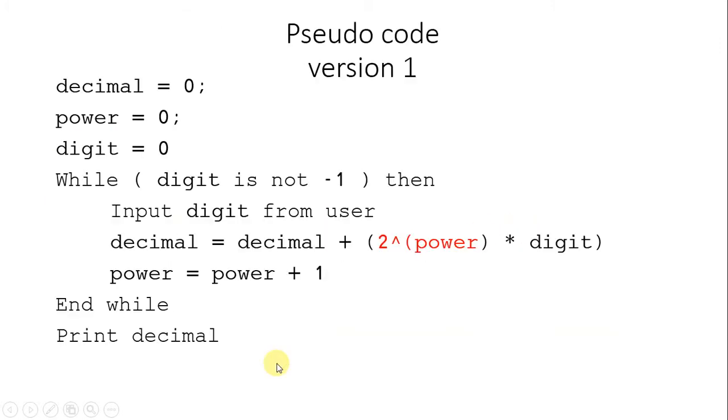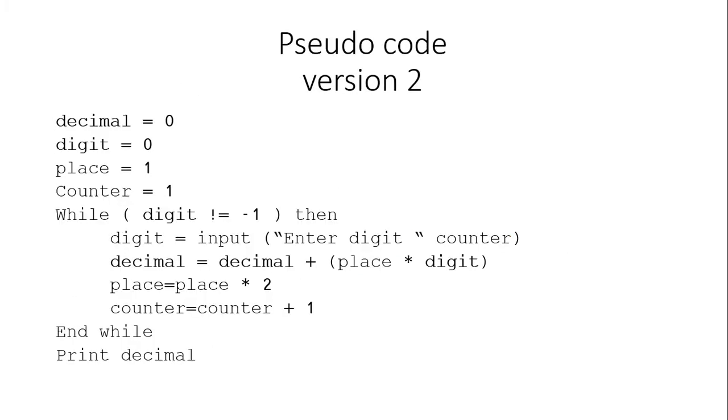But this code is unfortunately not close to the machine. It is more abstract, and we will try to refine it in pseudocode version 2, because we are not expected to use 2 to the power, since for that we would have to import some functions from other libraries that we are not expected to use.